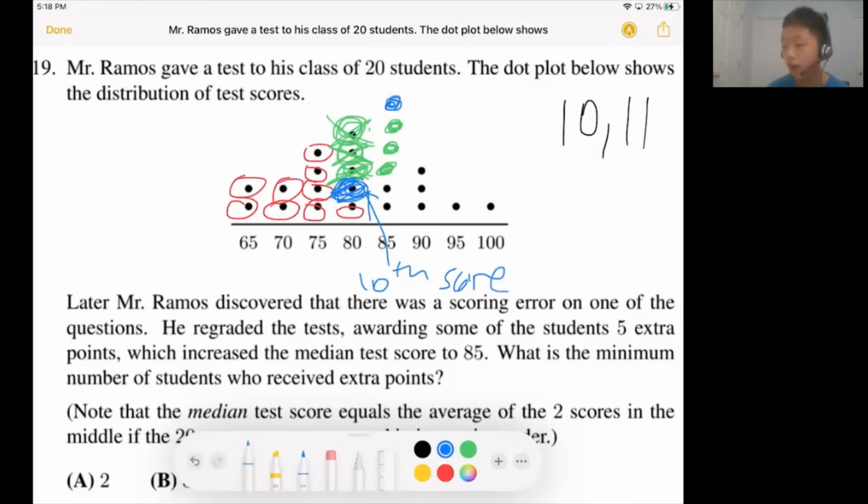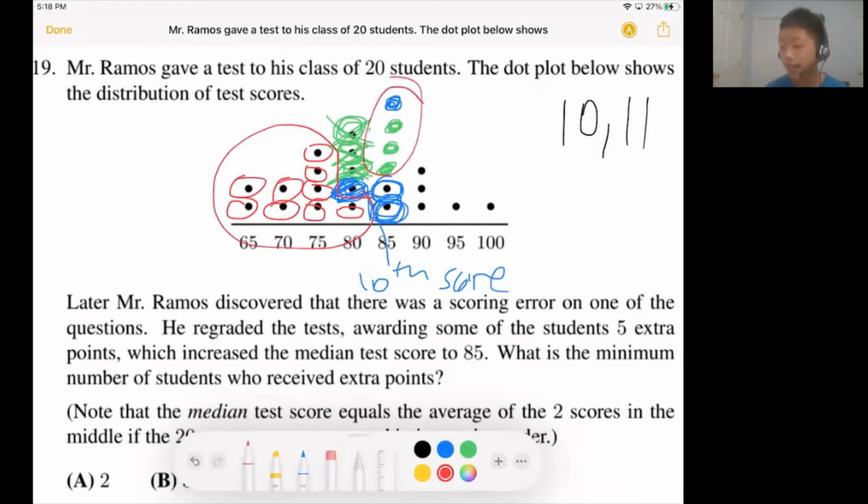And the reason is now you have 9 students that got lower than 85. The 10th student is now going to be this student here. So this is the 10th score, this is the 11th score. And notice that both of them are 85. So now the median is going to be 85. So you need a minimum of 4 extra scores in order to increase the median to 85.